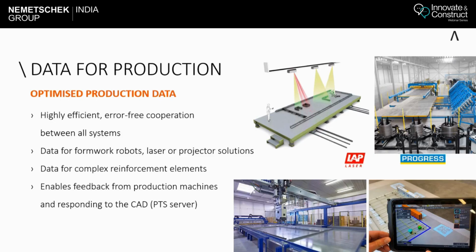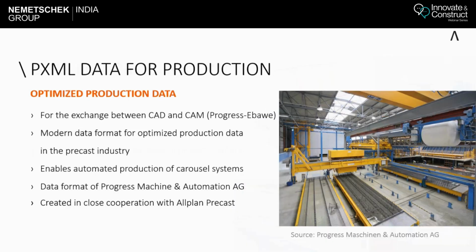So we can export our data from Allplan so that it is error free, with zero paperwork. We can export it to the PXML format. PXML is basically used by the Progress machines. So if we have Progress or Ballard machines, we can export our data. It enables automatic production of carousel systems. It is a data format basically for Progress machines and automation, and we can export this data from Allplan Precast itself. So for companies that have their own precast plants, this is definitely a boon.